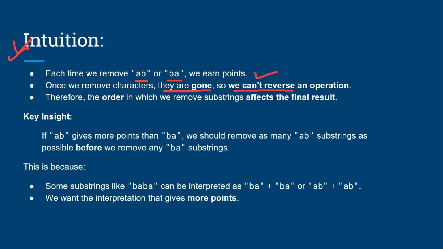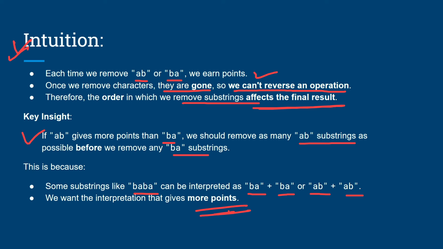So we can't reverse an operation. Therefore, the order in which we remove the substring affects the final result. So what is the insight we have? If AB gives more valuable points than BA, we should remove as many AB substrings as possible before removing any BA substring. This is because some strings, like BAB, can be interpreted as BA plus B or A plus AB, right? So we want the interpretation that gives more points.